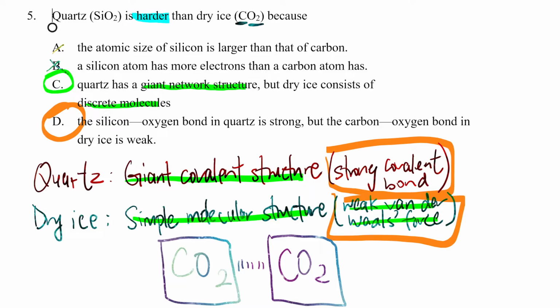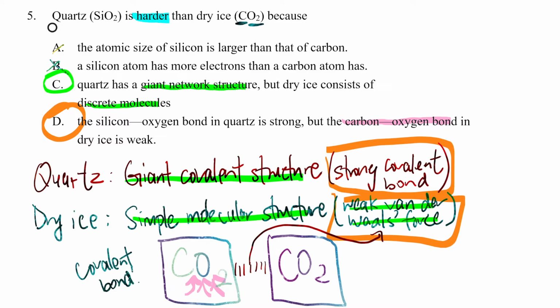Now, between two of these molecules, the dot that I've drawn here, maybe I'll use a different color, this reddish-blackish dot here, is the weak van der Waals force, right? But the question is asking about the carbon-oxygen bond in dry ice. So they're talking about the bond that is inside here. So within carbon dioxide, what's the bond there? As we know, within carbon dioxide, it has a covalent bond. So there's no way a covalent bond is weak. It's still strong.